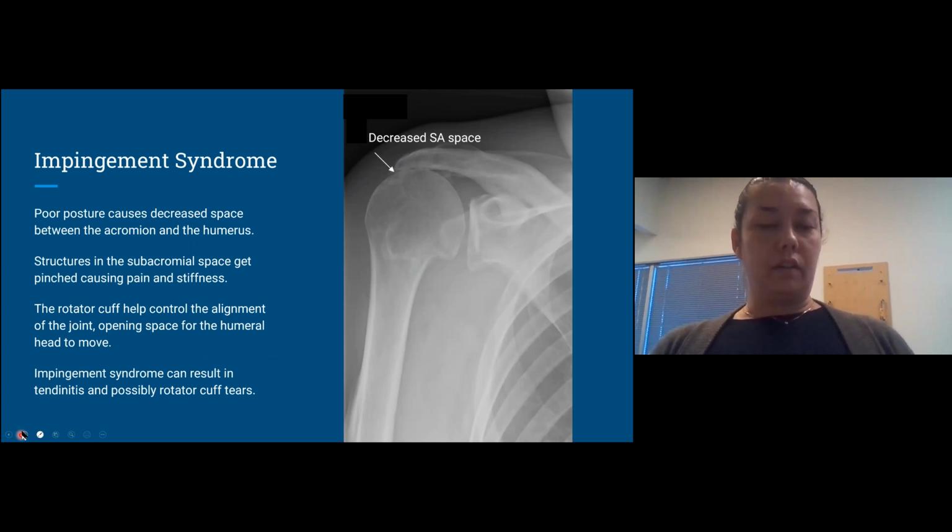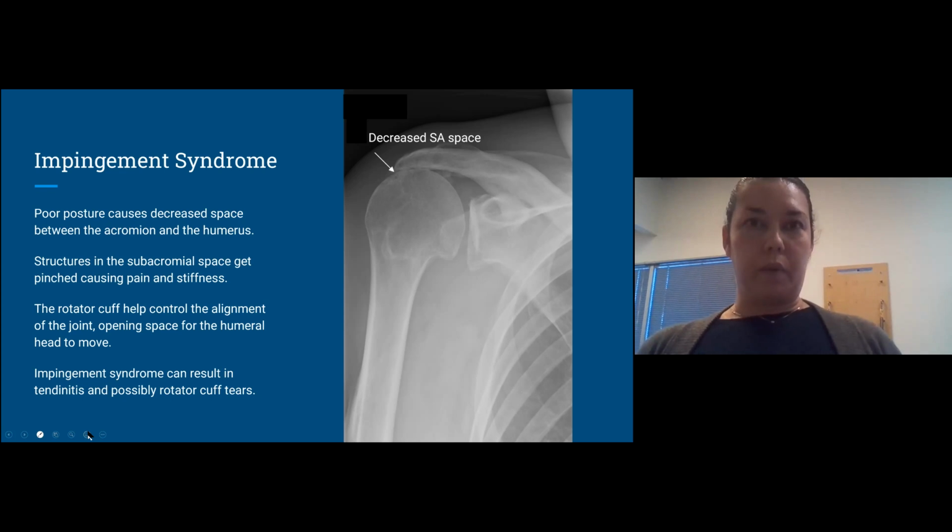As we discussed earlier, the space between the shoulder blade and the humerus houses the rotator cuff tendons and the bursa. If this space narrows, as seen in this picture here with the white arrow, those structures can get squished or impinged. So what narrows that space? What leads to narrowing of that space? One big contributor is poor posture. Poor posture can result in structures getting squished or impinged in the space.